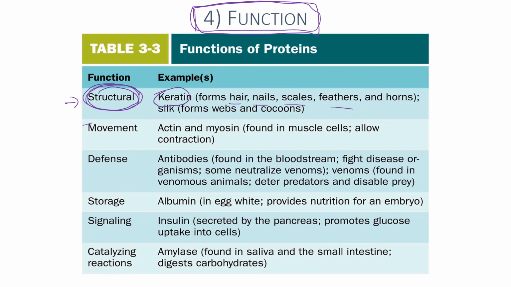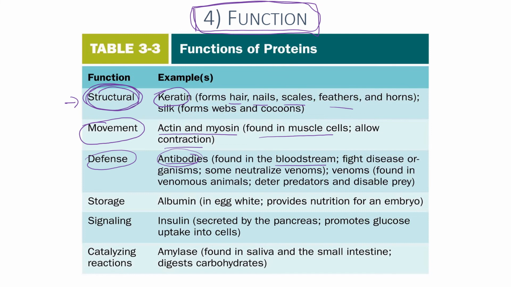And then there are proteins that are involved in movement, for example actin and myosin in muscle contraction, which allows the muscle to contract. And then defense, such as antibodies, which are found in your blood, to fight against pathogens. The antibody will bind to foreign substances or viruses or pathogens that enter into your body, and it prevents you from getting sick from these pathogens.